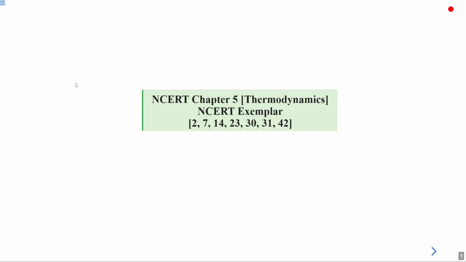So today we will do the NCERT Exemplar questions of Chapter 5 Thermodynamics. In this session we will be covering 7 questions, okay? So it will be 2, 7, 14, 23, 30, 31 and 42.